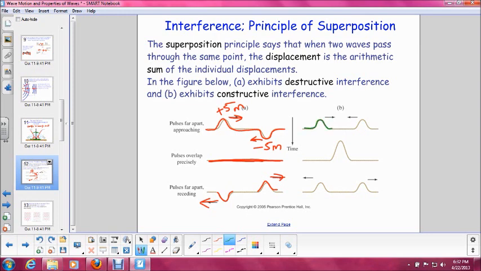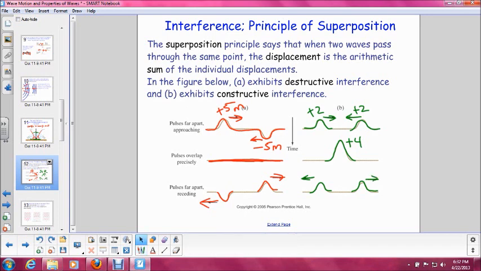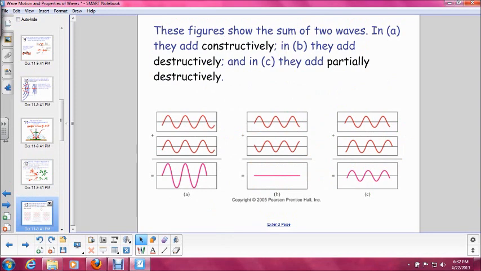So, for example, if we have two positive wave pulses on the top, and this is, let's say, +2 and +2, when they come together in the same space, they make one giant peak, which is 2 + 2, which is 4. So this is going to have a displacement of +4. You just add the previous two together. And again, after they're done, they keep going on their happy little way wherever they were going in the first place. So whenever waves add together to make a bigger wave, it's called constructive interference. Think about construction. They're building something up, making it big.